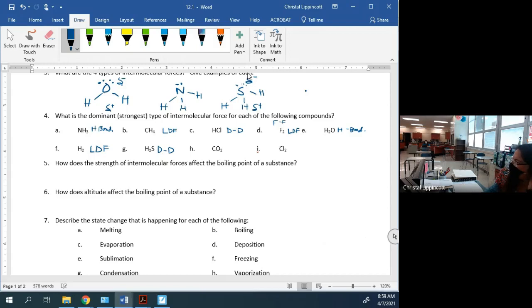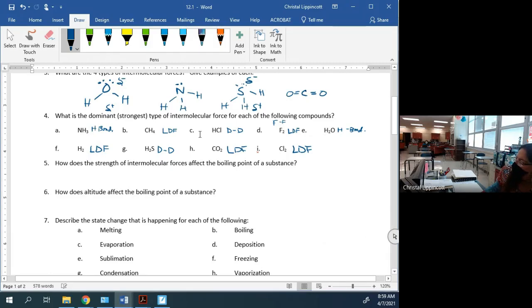The next one is carbon dioxide. This molecule ends up being completely balanced here, and because of that, all that's present is LDF. And then chlorine is the same as the hydrogen and the fluorine. All that's present is LDF here. Any questions on number 4? Anything not make sense there?